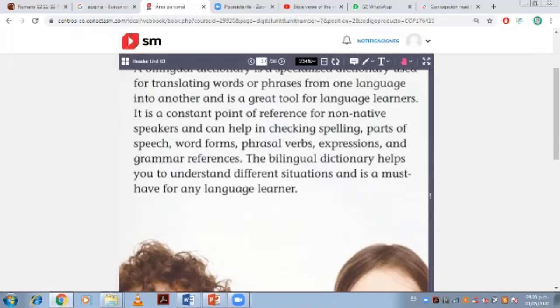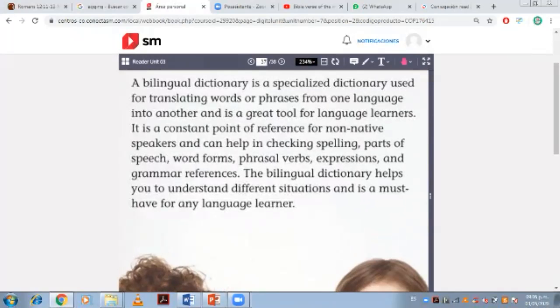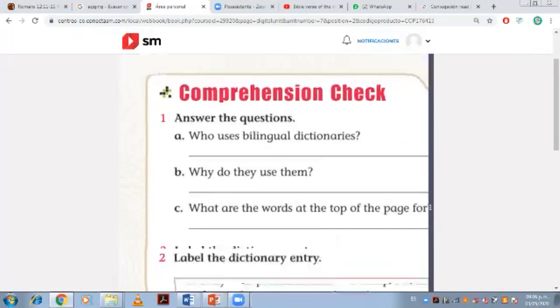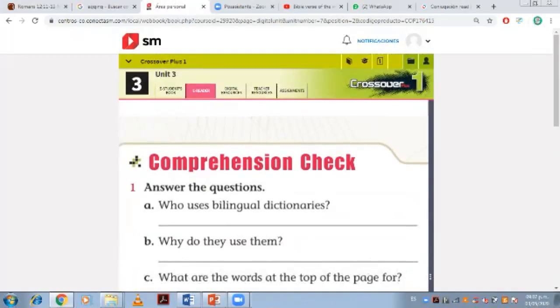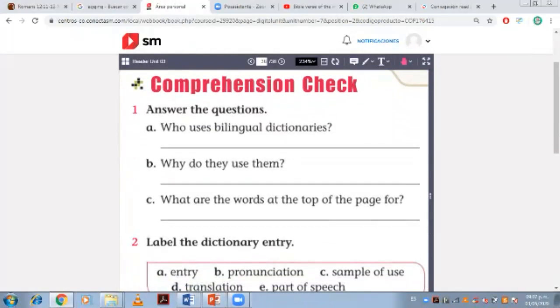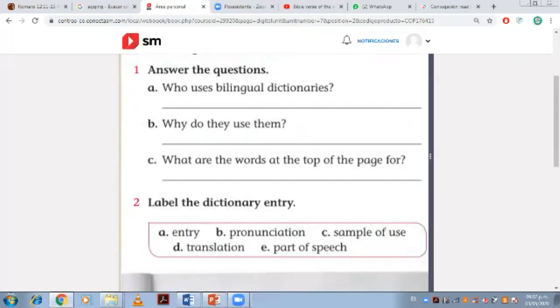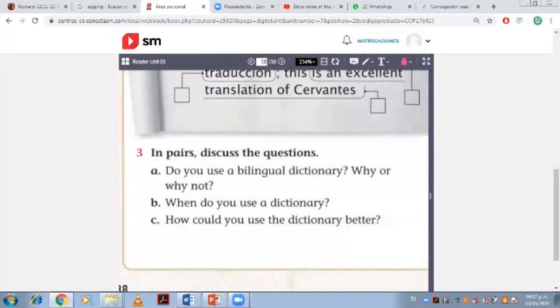Inglés, español, español, inglés, francés, español, francés, inglés, different kinds of dictionary, okay? Bilingual dictionary. Okay, the last page is 38. This page has a comprehension check. The idea is that you can answer the questions. Number one, answer the question. Number two, label the dictionary entry, and number three, discuss the questions.